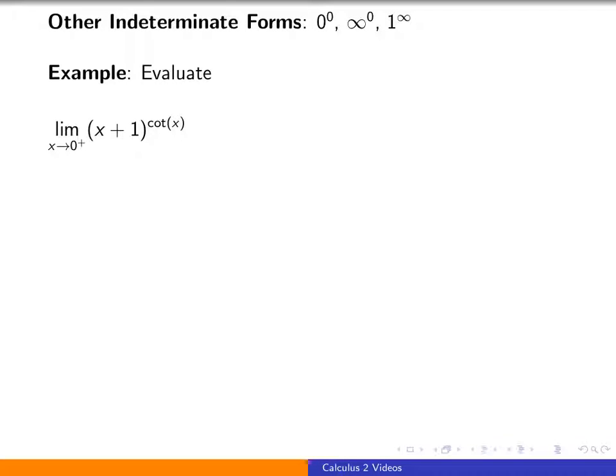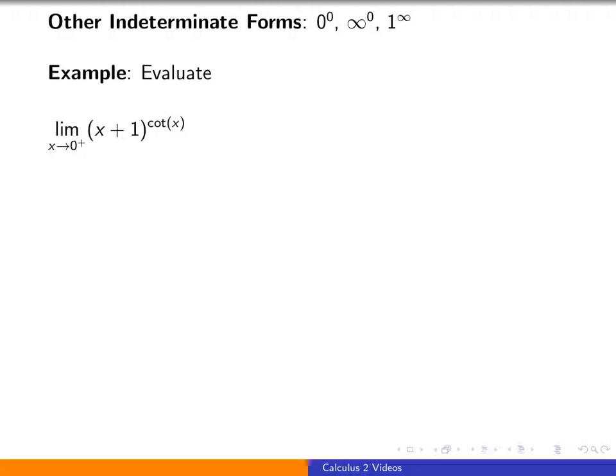In this video, we will continue our discussion of L'Hopital's other indeterminate forms, those of the type 0 to the 0, infinity to the 0, 1 to the infinity. Recalling that the goal here is to algebraically rewrite, in terms of properties of exponentials and natural logs, to get back to those original indeterminate forms, 0 over 0 or infinity over infinity.